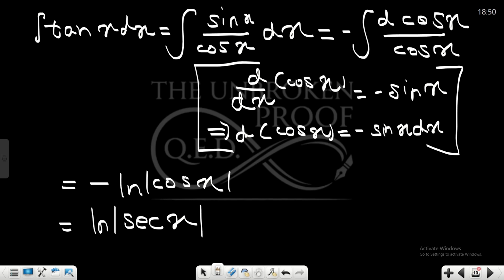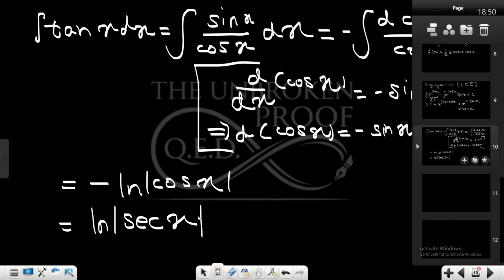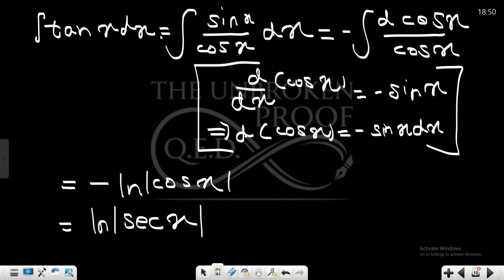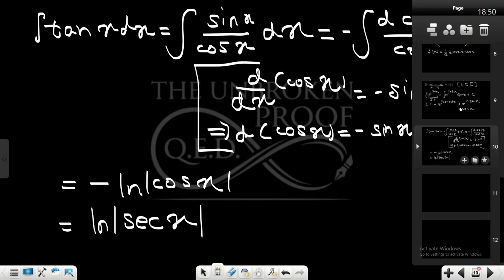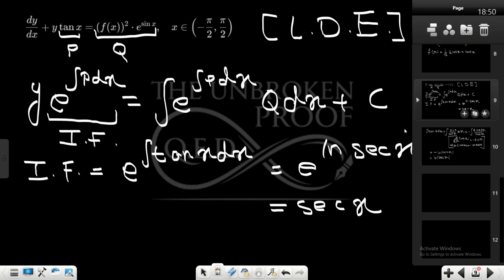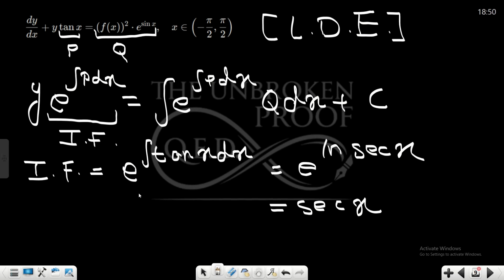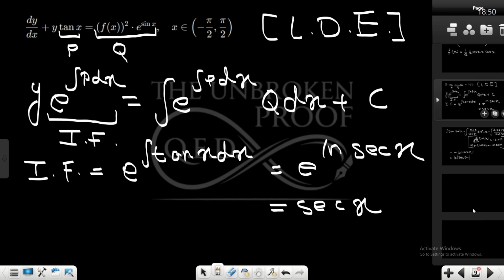I have shown you the derivation. Okay, but this is something you have to remember. If you don't remember, just remember this derivation, and you have to derive it in lightning speed in the exam. So the integrating factor is secant x, and let me substitute in this first one.